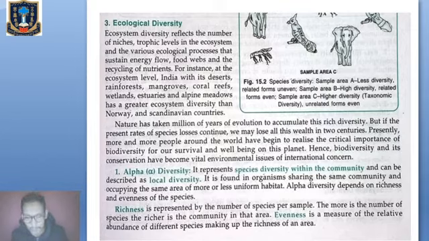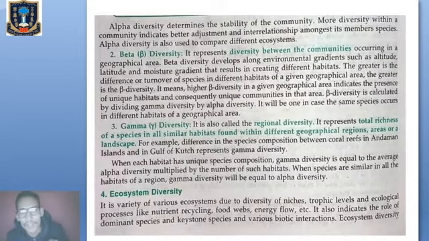But when the species are related, when they belong to the same taxonomic group, and when they are present in the same particular habitat, then it will give us evenness. So evenness is the measure of the relative abundance of different species making up the richness of an area. Okay, now let's go to the next one, which is called beta diversity.